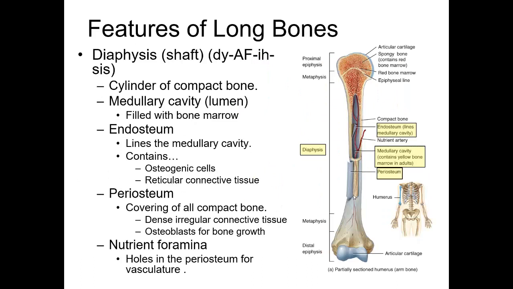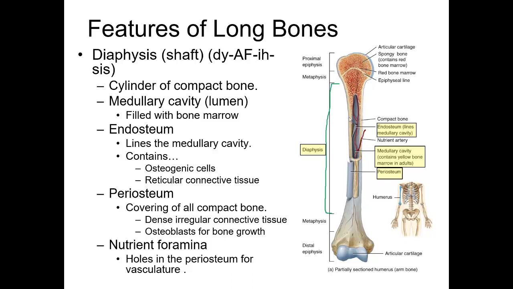Now let's take a look at a long bone. So this bone is the longitudinal section of a humerus. Now let's take a look at the parts of the long bone. The first concept that we're going to take a look at is called the diaphysis. The shaft of the long bone is called the diaphysis. This region right here, the cylinder.